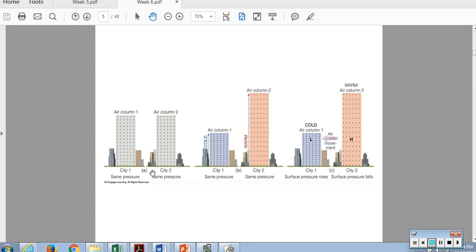Now, if you look at these two columns of air, there are the same number of rows of dots. So that means each of these columns contains the same amount of stuff. So there's the same weight pushing down on the surface in both columns. So at the surface, you have the same pressure. But what a heated column does is it expands. Colder columns cool and contract, they condense, get closer, compacted.